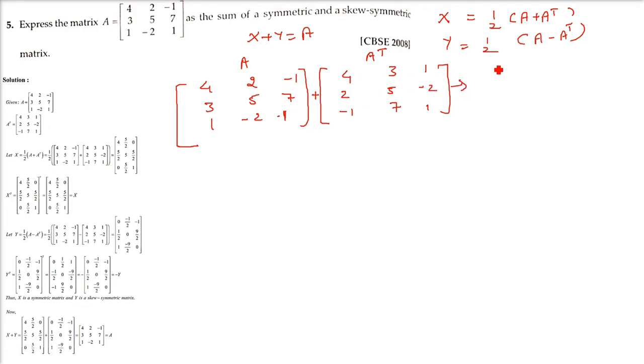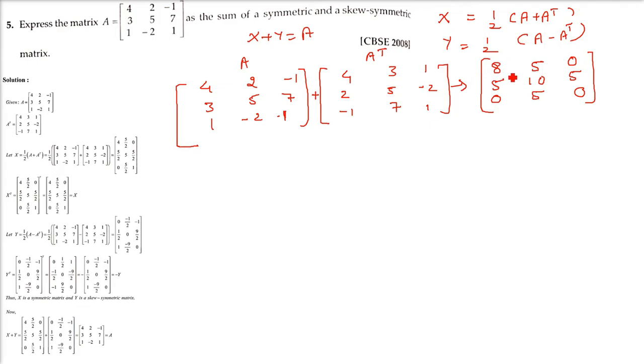4 plus 4 is 8. 2 plus 3 is 5. 1 minus 1 is 0. 3 and 2, 5. 5 and 5, 10. 7 and negative 2, 5. 1 and 1 minus 1, 0. Minus 2 and 7, 7 minus 2 is 5. And 1 and 1 is 2. It's not 0, I'll just change it. It will be 1 plus 1, 2.